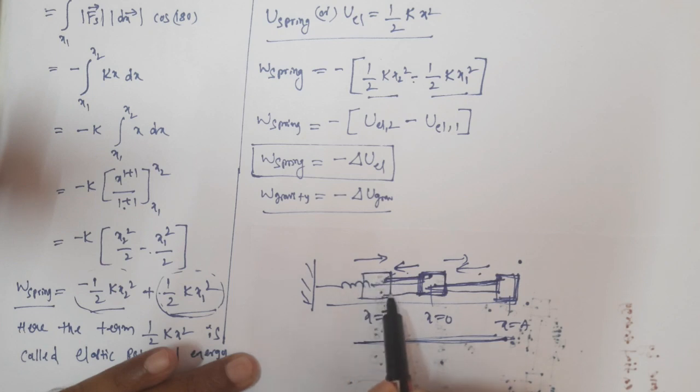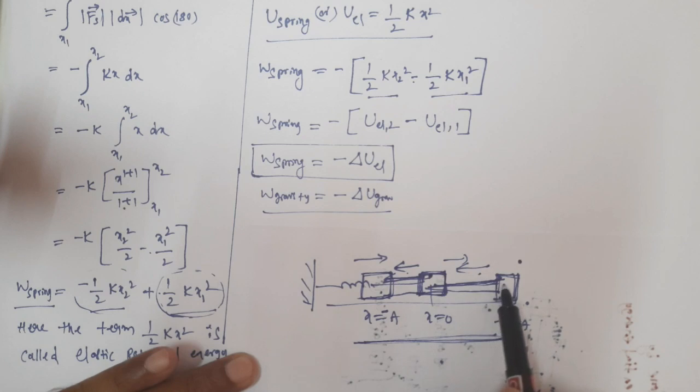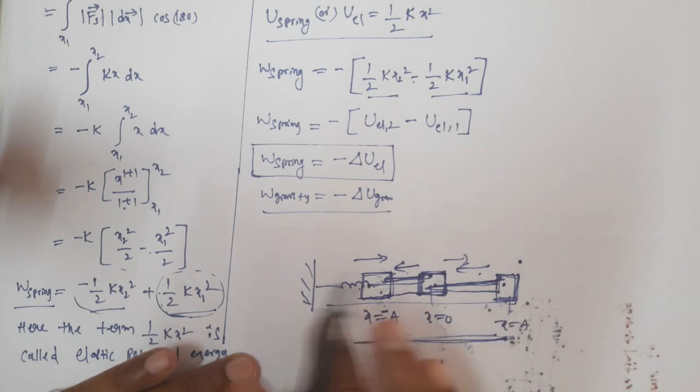Whenever the block reaches the negative extreme, that is minus A, the spring will have maximum potential energy and the kinetic energy of the block becomes 0. So in this process, what's happening? Kinetic energy of the block is converted to potential energy of the spring, and potential energy of the spring is converted to kinetic energy of the block. So two-way conversion is taking place, right?